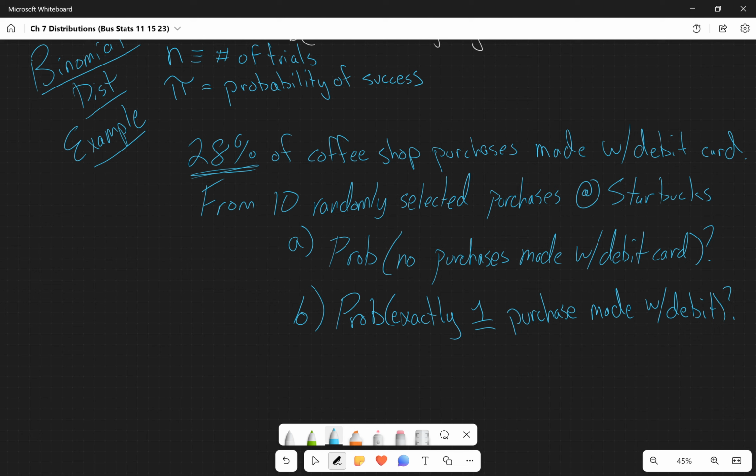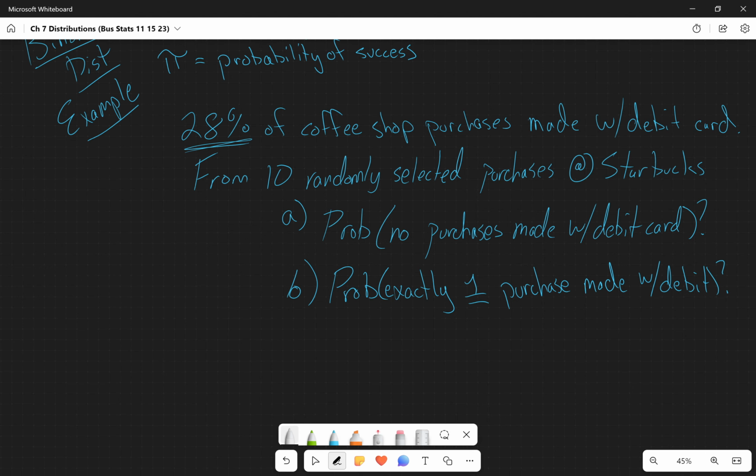So they are not interdependent. The outcome of somebody deciding whether to use their debit card does not influence your decision whether or not to use a debit card. So we're going to use our binomial probability formula here, which we will put right down below.